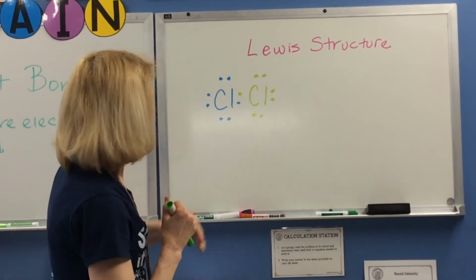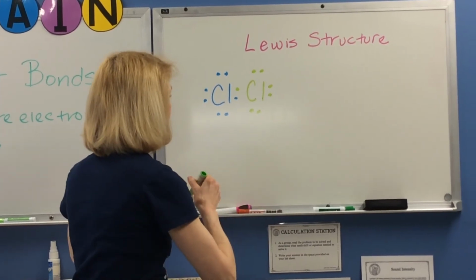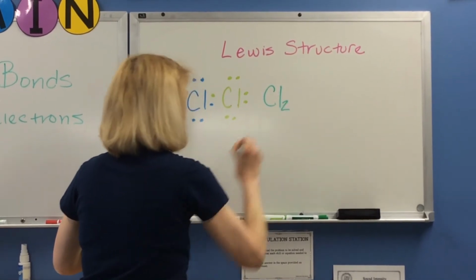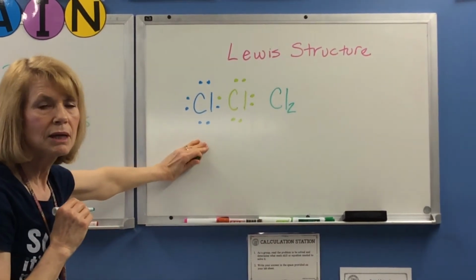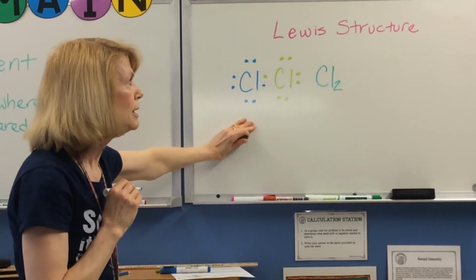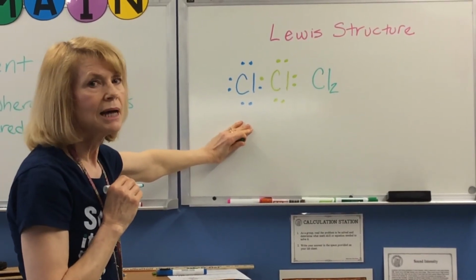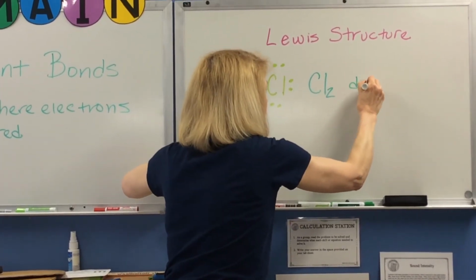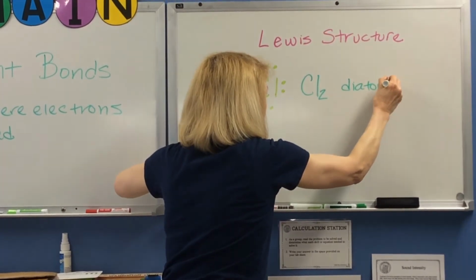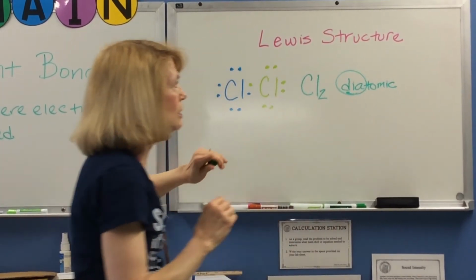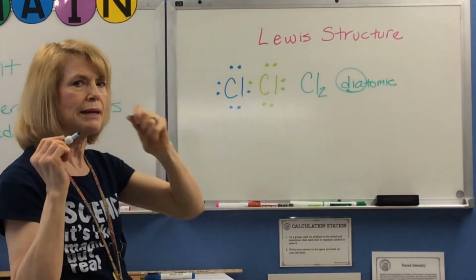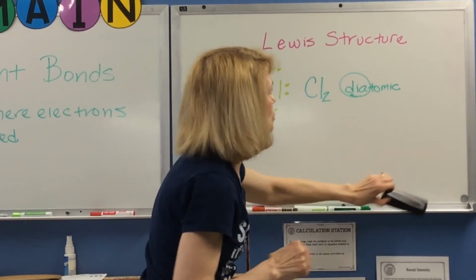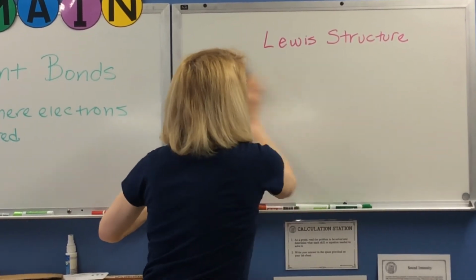Okay? So the way you would write the chemical formula for this is Cl2, because there's 2 of them. That little subscript means there's 2 of them. Chlorine is a diatomic molecule. Di means 2, atomic, so a 2 atom molecule, diatomic molecule. Okay, we're going to do one more, and then I think hopefully that'll be good.